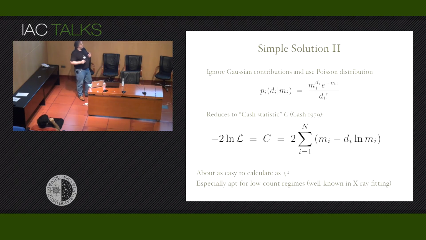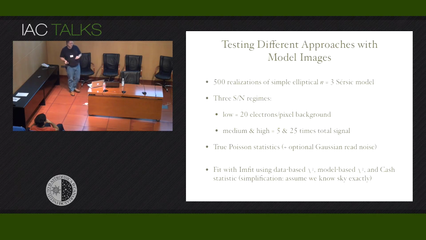There's another possibility, which is to ignore any possible Gaussian contributions and use actual Poisson statistics. In other words, the probability is that expression on the upper right. If you take the minus log likelihood of this, then you get what's called the Cash statistic, from Cash 1979. And as you can see, this is actually a really simple expression. It's as simple as the chi-squared expression. And among other things, if you're dealing with a low-count regime where you know the Gaussian approximation to Poisson statistics isn't really very valid, this is the ideal thing to use.